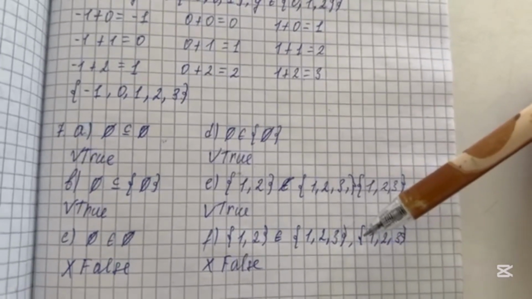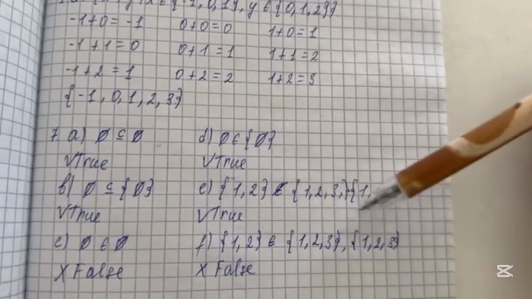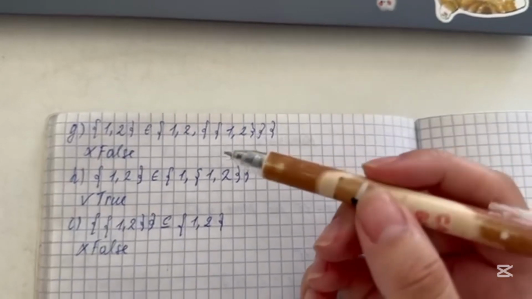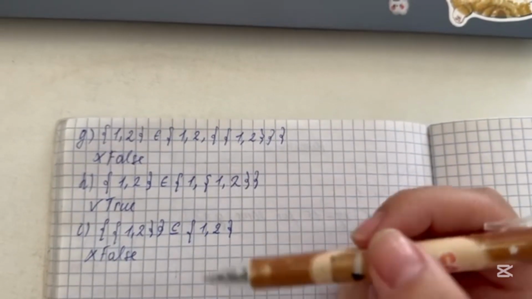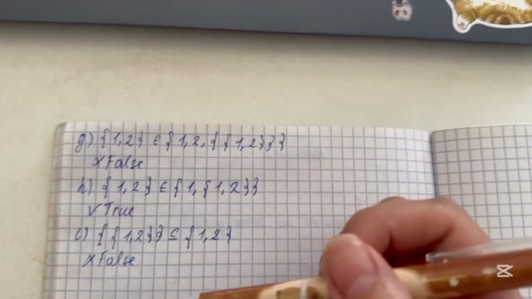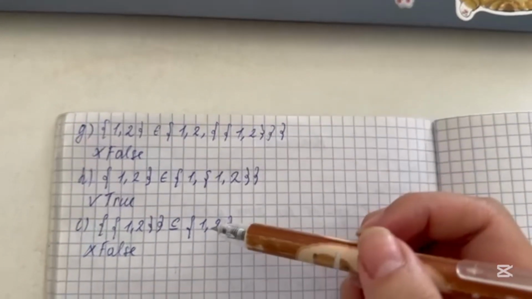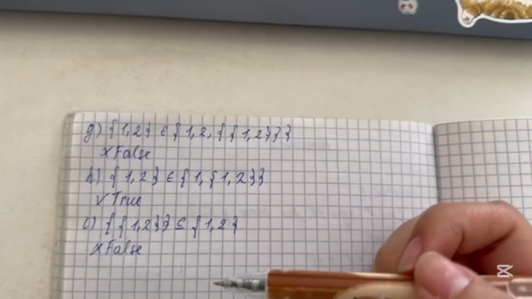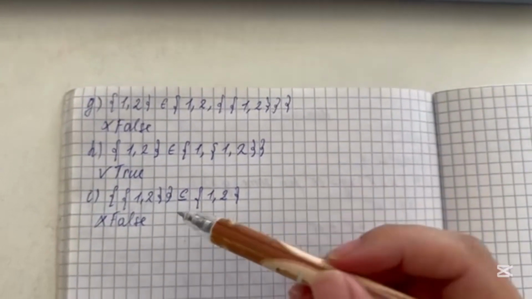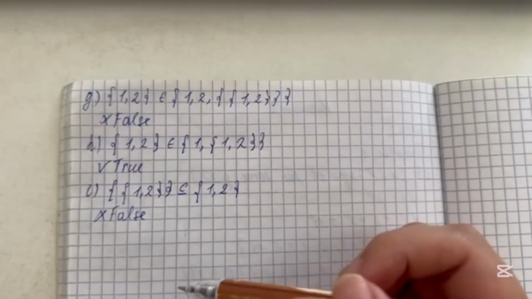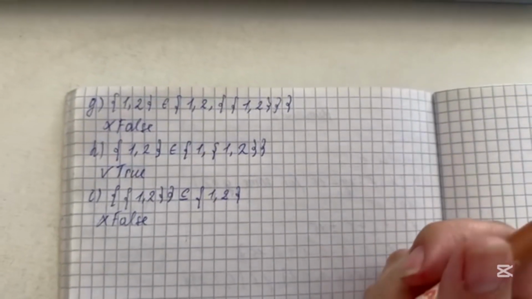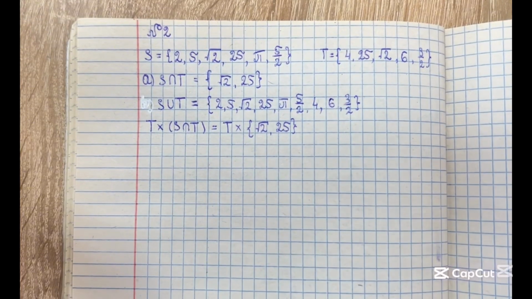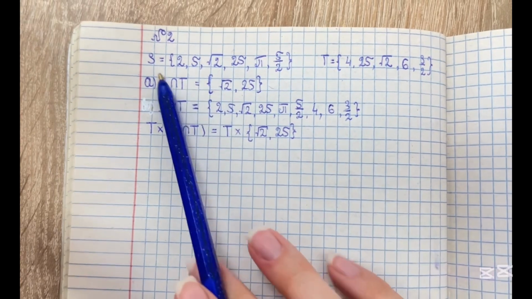F is false, same as before, this set is not an element here. G is also false, because only the numbers 1 and 2 are in the set of 1 and 2 itself. H is true, the set of 1 and 2 is explicitly set here as an element. I is false, because the set of 1 and 2 is not an element of 1 and 2, so not a subset.